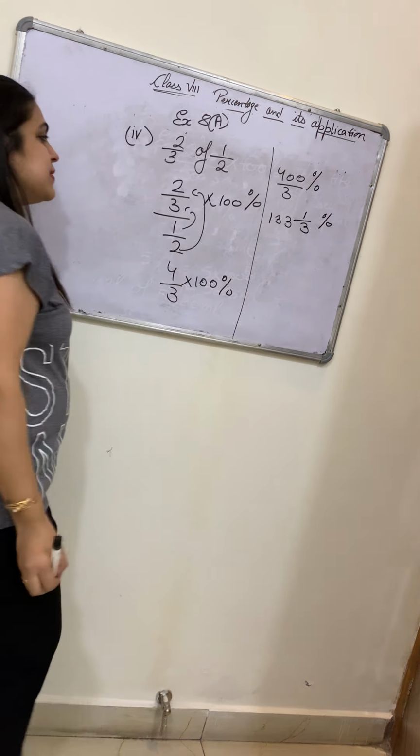This was your question number 6. All the questions I am doing here, you have to do it in your fair notebook. All the parts that I am doing here, you have to do it in your fair notebook. Next, we are going to do question number 7, first part. Question number 7 is, if 14% of a certain number is 63, find the number.